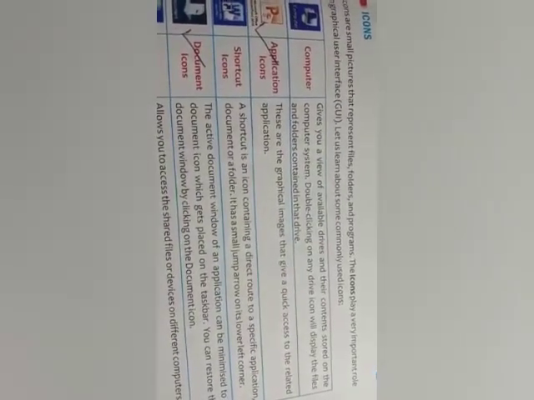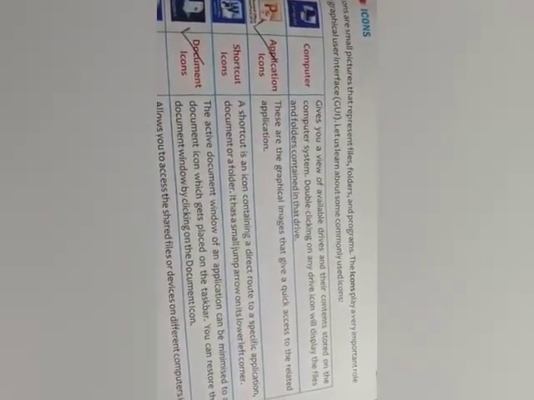I already told you what the icons are. They are small pictures on the desktop that represent your files, your applications, your folders, and many more programs. First is computer. Computer is a very important icon. It gives you a view of available drives and their contents stored on the computer system. Double clicking on any drive icon will display the files and folders contained in that drive.